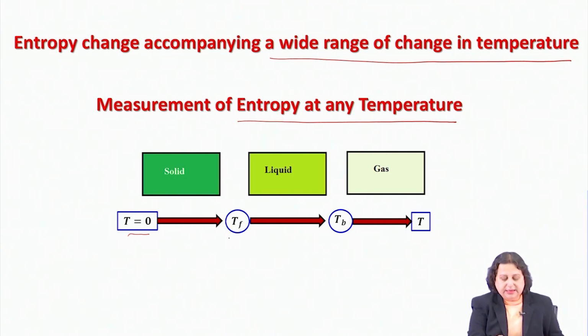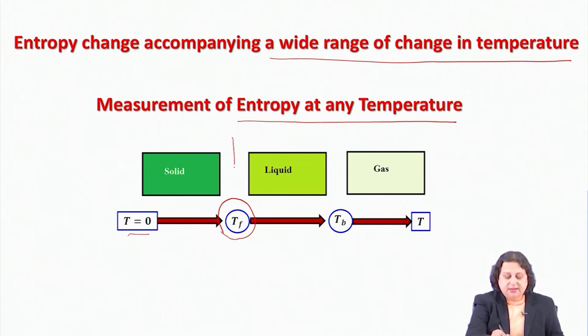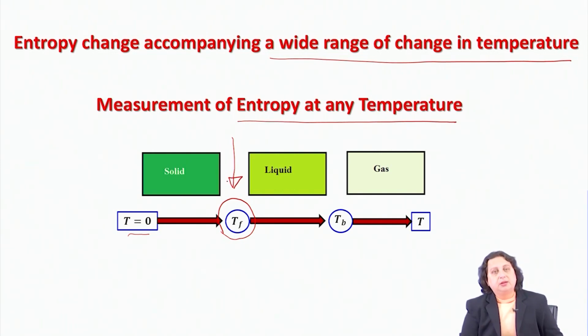So if I go on heating it, at some certain temperature T equal to Tf, the solid will start melting into the liquid. And as you see, here there is a question of not only heating at constant pressure, but heating at constant pressure with phase change. And therefore, when the solid is transformed to liquid at this temperature, the temperature will also remain constant as long as all the solid is transformed into the liquid phase.